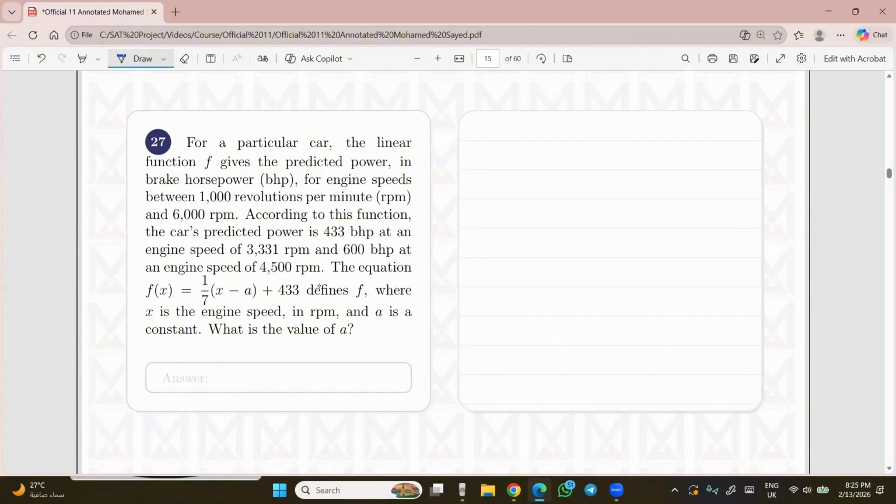So here 433 is this number, which is the f. f is the power in bhp. So bhp is now the f itself, which is y. So we can say f of x itself is equal to 433. At what? At an engine speed of this speed. And if you go through the question, you find the x is the speed. So x is equal to 3331. This is the y and this is the x, or this is f of x and this is x.